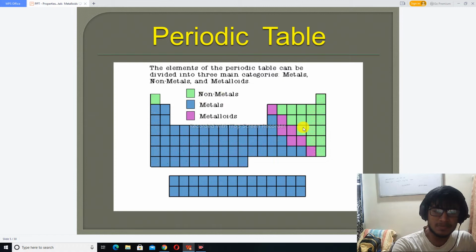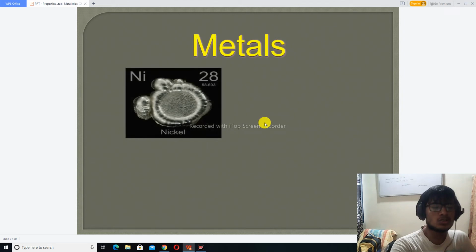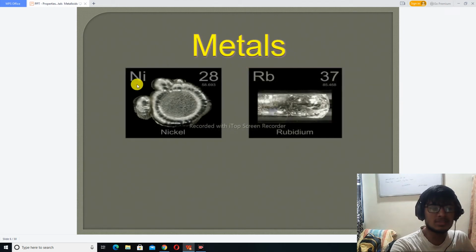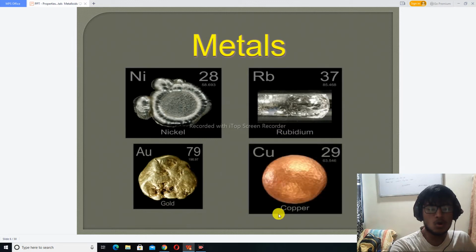So, green blocks identify non-metals, blue blocks indicate metals, and pink blocks indicate metalloids. So these are the metals: nickel, rubidium, gold, copper.